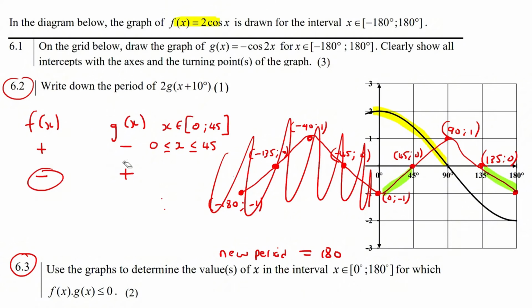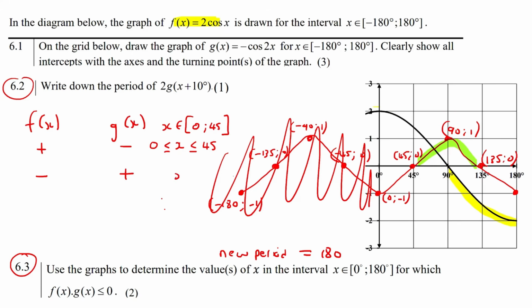Now we need to look at this scenario over here. So let's reset all of this. Now we need to look, where is f negative? F is negative over here. Negative means under the x-axis. And then where is g positive? Well, that means above the x-axis. So where's the overlap? Where do you see green and yellow above each other? Well, that would be from 90 up to 135.